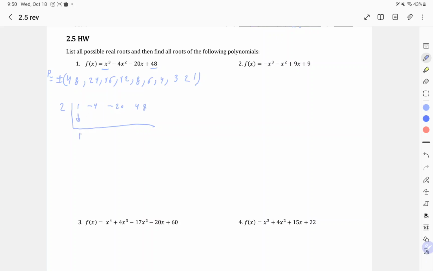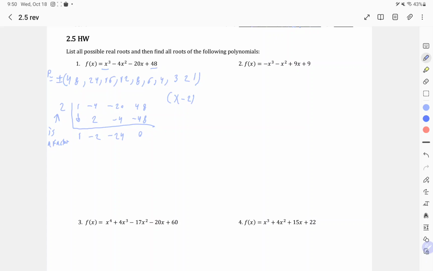Well, 1 comes down, and now 1 times 2 is 2, and then 2 minus 4 is negative 2. Negative 2 times 2 is negative 4. Negative 4 plus negative 20 is negative 24. Negative 24 times 2 is negative 48. Negative 48 plus 48 is 0. So we found our first factor, our first 0. So we can confidently say x minus 2.